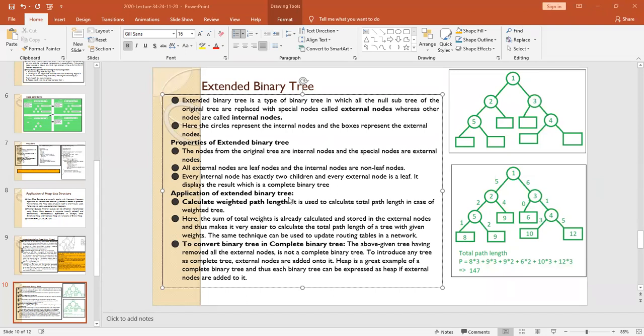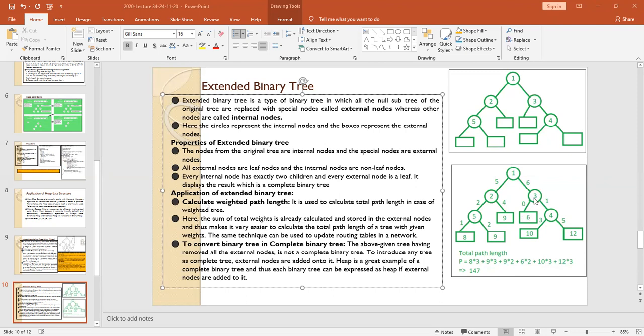Now come to the applications. Where do you come across this extended binary tree? Extended binary tree is used to calculate weighted path length. The weighted path is from root node to leaf node. The leaf nodes you have here are 8, 9, 9, 6, 10 and 12. From root node to leaf node, you have to calculate the path. That's what we call calculating weighted path length.